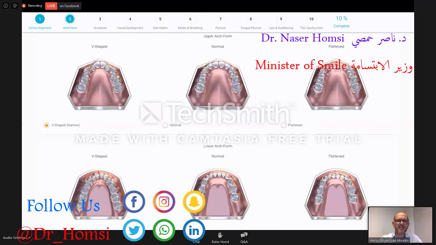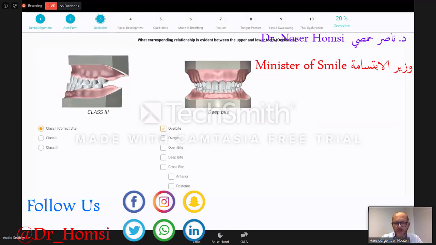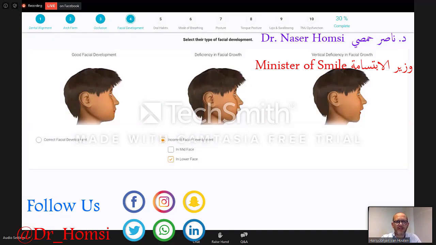The next step is what type of arch form there is, upper and lower. What type of occlusion do you find? Malocclusion, what type will you see? Is it an overbite? Is it an open bite? What do you see? What is the facial development? Is it a problem in the lower face? Is it a problem in the mid face? Or is everything okay? That's of course also possible.